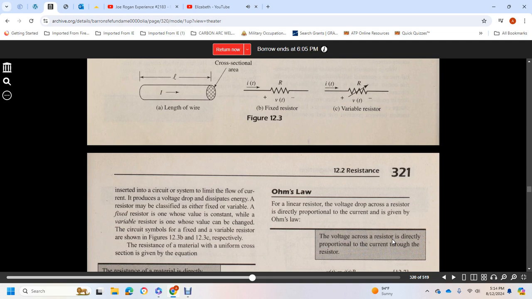Resistors may be classified as either fixed or variable. A fixed resistor is one whose value is constant, while a variable resistor is one whose value may be changed in the circuit. The fixed and variable resistors are shown in figures 12.3b and 12.3c, respectively. The resistance of a material with a uniform cross section is given in the equation.